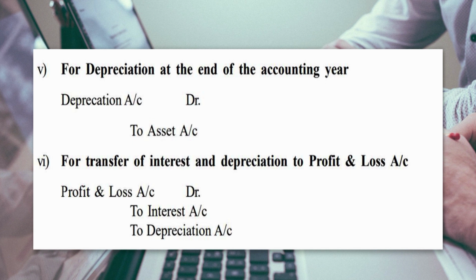For transfer of interest and depreciation to profit and loss account, very simple, the balances of all incomes, expenses, losses and gains are transferred to the profit and loss account. So therefore the depreciation balance and the interest balance both are expenses for the buyer, therefore the balances of these two accounts will be transferred to the profit and loss account, and profit and loss account will be debited, to interest account, to depreciation account. So by making this entry, the interest account is closed, the depreciation account is closed.